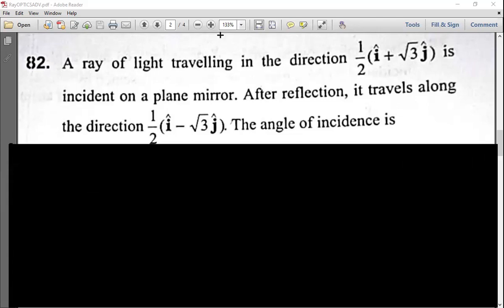Okay, right. So see what I am doing now. First, let's read the question. A ray of light traveling in the direction 1 by 2 i cap plus root 3 j cap is incident on a plane mirror. After reflection, it travels along the direction 1 by 2 i cap minus root 3 j cap. The angle of incidence is. So i cap and j cap are both positive. Which plane should come? Tell me, which plane should come?